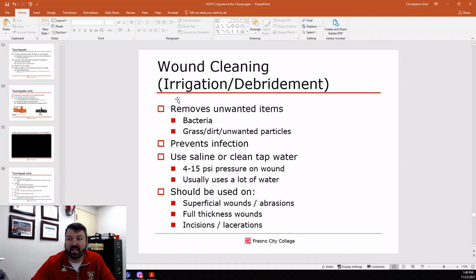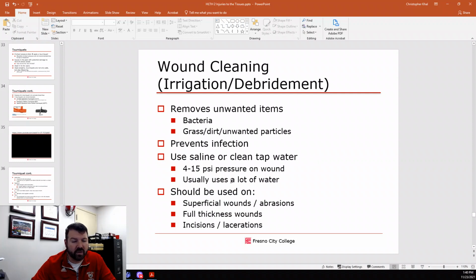All right, last few things: wound debridement, or cleaning. This is removing the unwanted items like grass, dirt, bacteria, whatever got into that open wound. This really prevents infection. So you're going to use either saline or tap water.